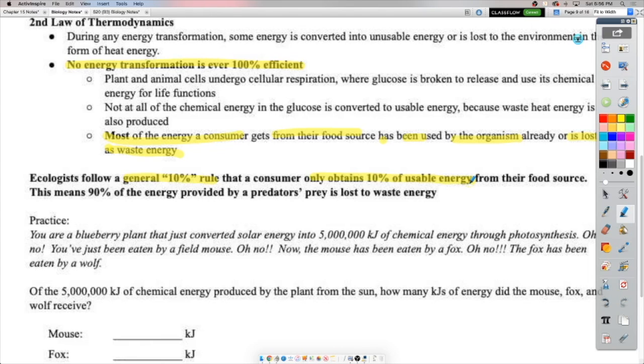Okay, so 10% is another way of saying 1/10, right? So essentially, as you go from one level to the next, divide by 10, and that's how much of the energy will actually get passed on.